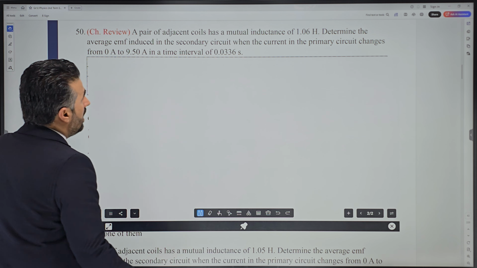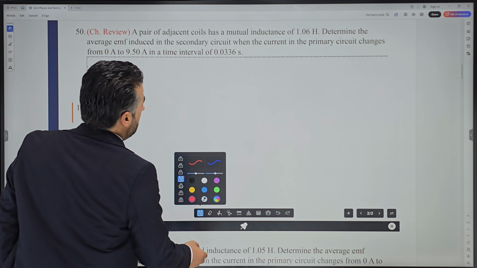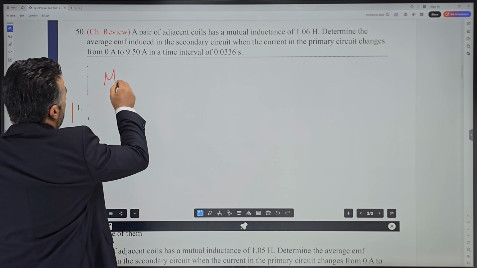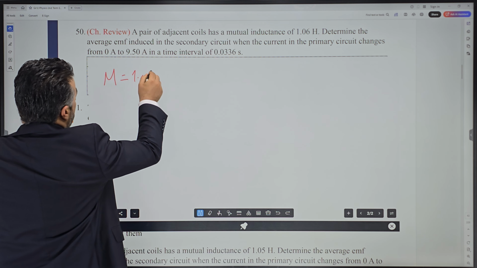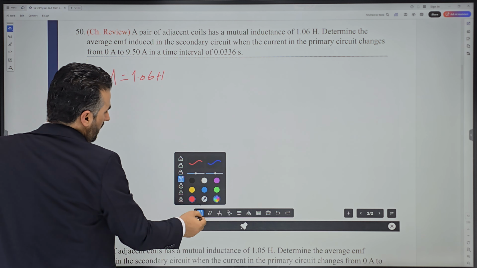A pair of adjacent coils has a mutual inductance of M. What is the value for M? It is 1.06 Henry. Don't forget.